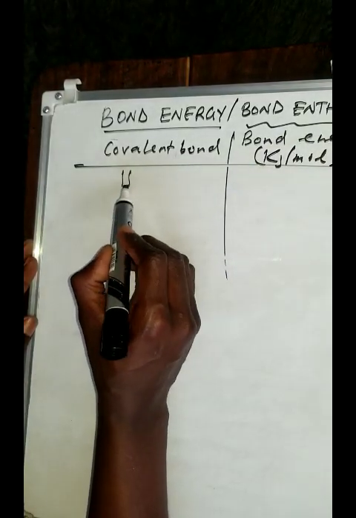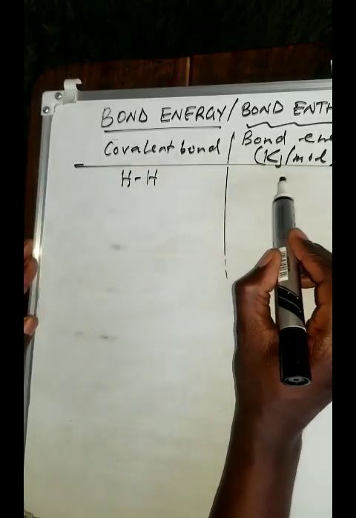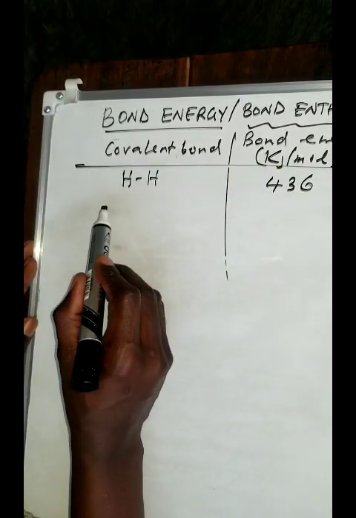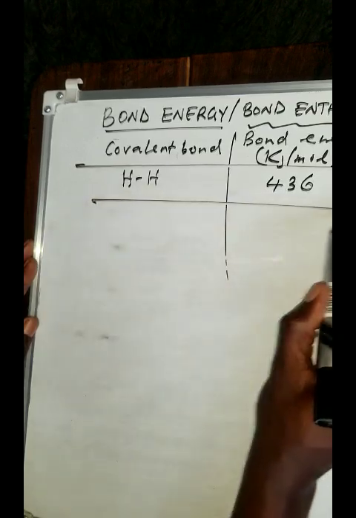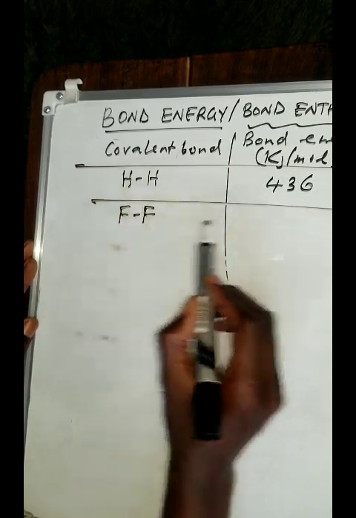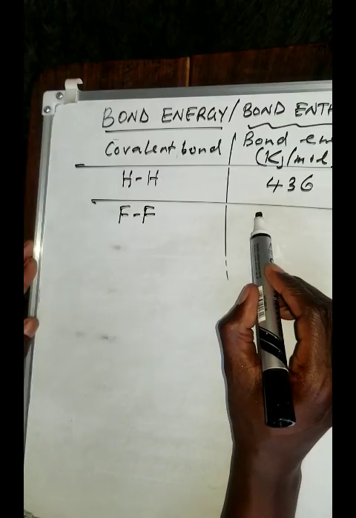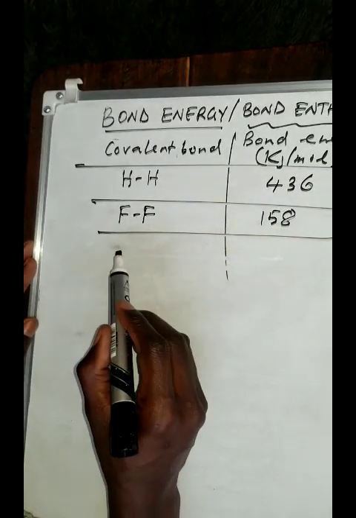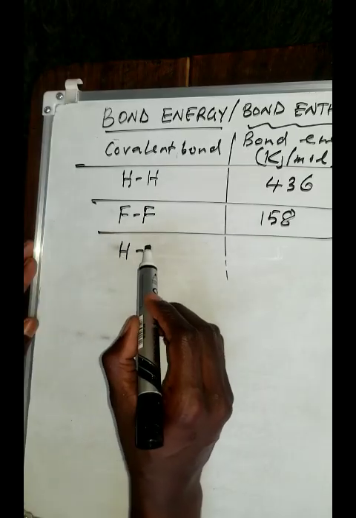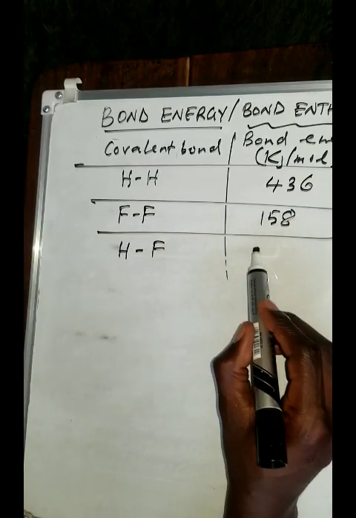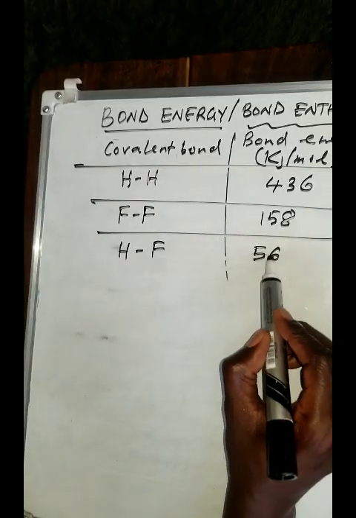Let me say for hydrogen, because I want to use it, the bond energy in this case is about 436. And let me give you for another one, fluorine, the bond energy in this case is about 158 kilojoules per mole. And of course, let me give you for hydrogen fluoride, in this case that is about 568.